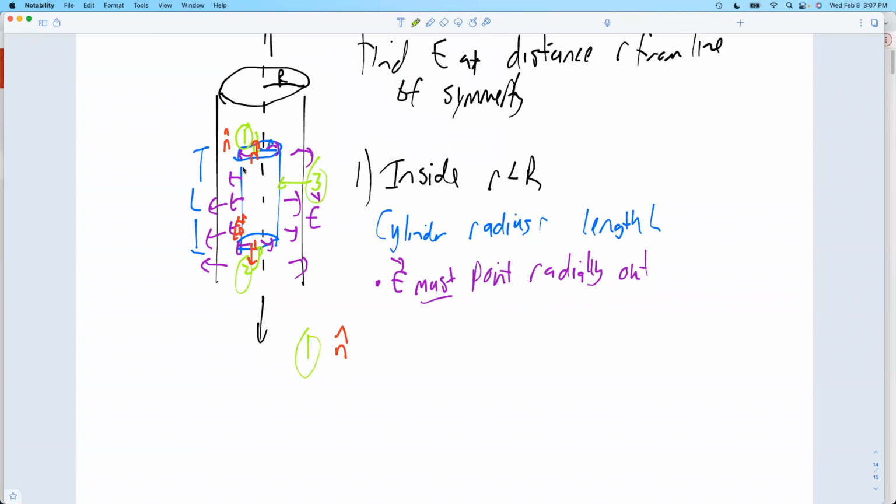On surface number 1, the normal vector points up, and E runs along the surface. E is not passing through that surface. So the normal vector will be perpendicular to E. So when we do the double integral of E dot dS, the dot product of perpendicular vectors is 0. So flux number 1 is 0. No flux flows through the top of the cylinder. Same on 2. That's down here. It's the exact same scenario. The normal vector points down, E points right along the surface. It's a right angle.